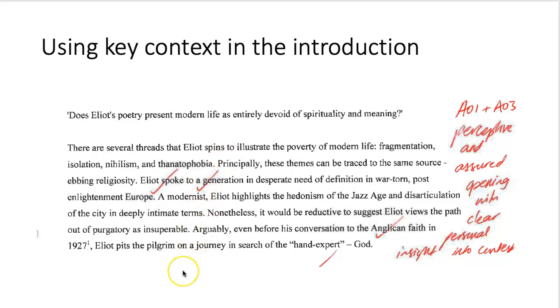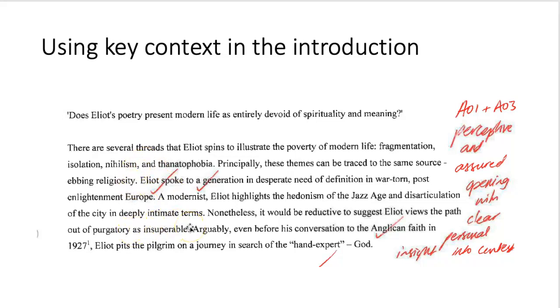What does this one say? There are several threads that Eliot spins to illustrate the poverty of modern life: fragmentation, isolation, nihilism, and thanatophobia. Principally, these themes can be traced to the same source, ebbing religiosity. Eliot spoke to a generation in desperate need of definition in war-torn post-Enlightenment Europe. A modernist, Eliot highlights the hedonism of the Jazz Age and the disarticulation of the city in deeply intimate terms.